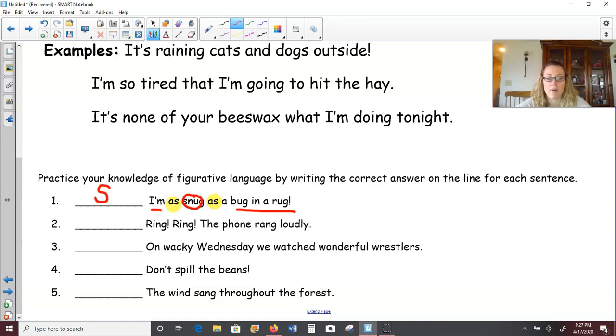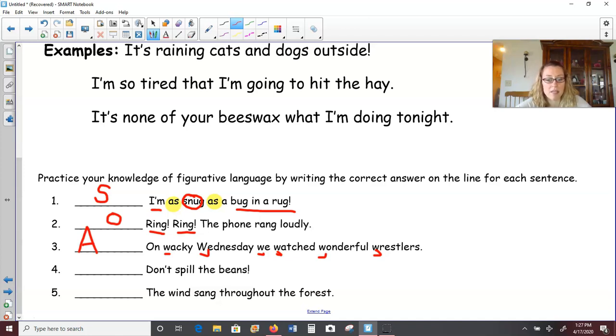Ring, ring, the phone rang loudly. Well, when you see these first two words, ring, ring, you almost hear the sound too because those are onomatopoeias. Those are words that imitate their sounds. On Wacky Wednesday, we watched wonderful wrestlers. A lot of the same sounds are being used. So this would be an example of alliteration.